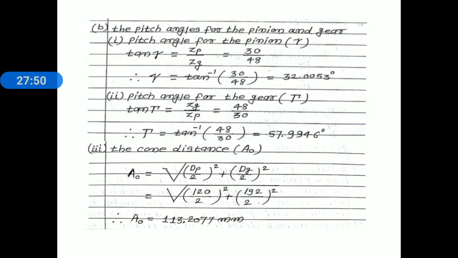And the last parameter, that is C, the cone distance. Cone distance is denoted by letter A suffix O, and we know the relation for cone distance. AO is equal to the square root of (dp by 2) squared plus (dg by 2) squared. And here we already found the pitch circle diameter for the pinion and gear. Square root of (120 by 2) squared plus (192 by 2) squared, and after simplification we get a value of cone distance of 113.2077 millimeters.